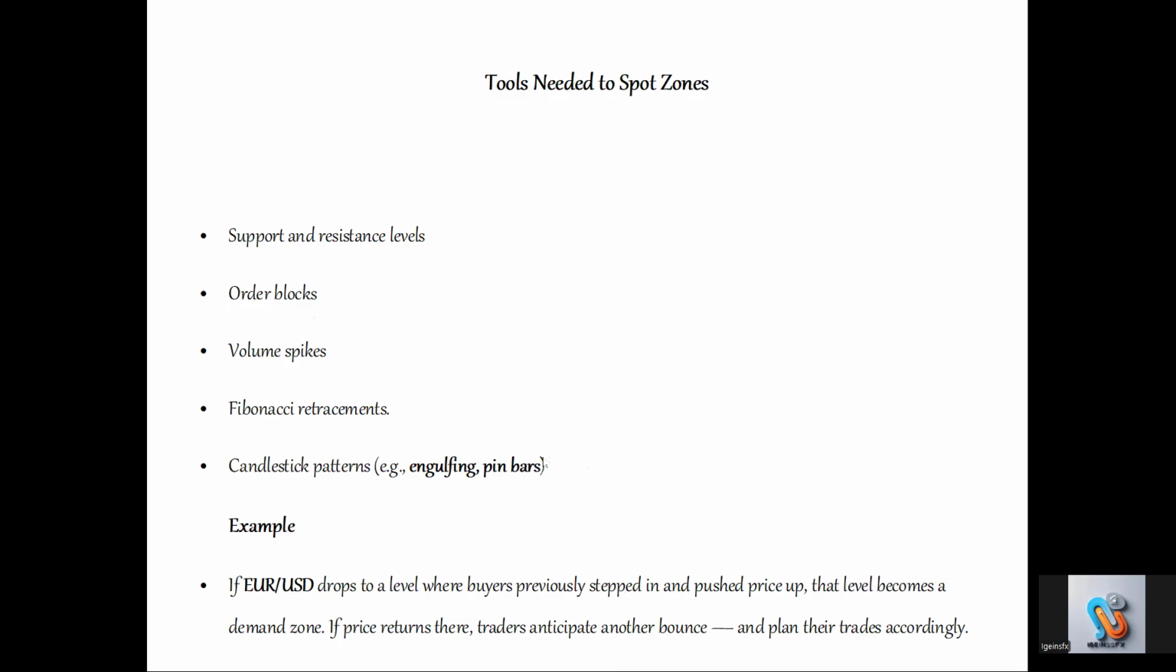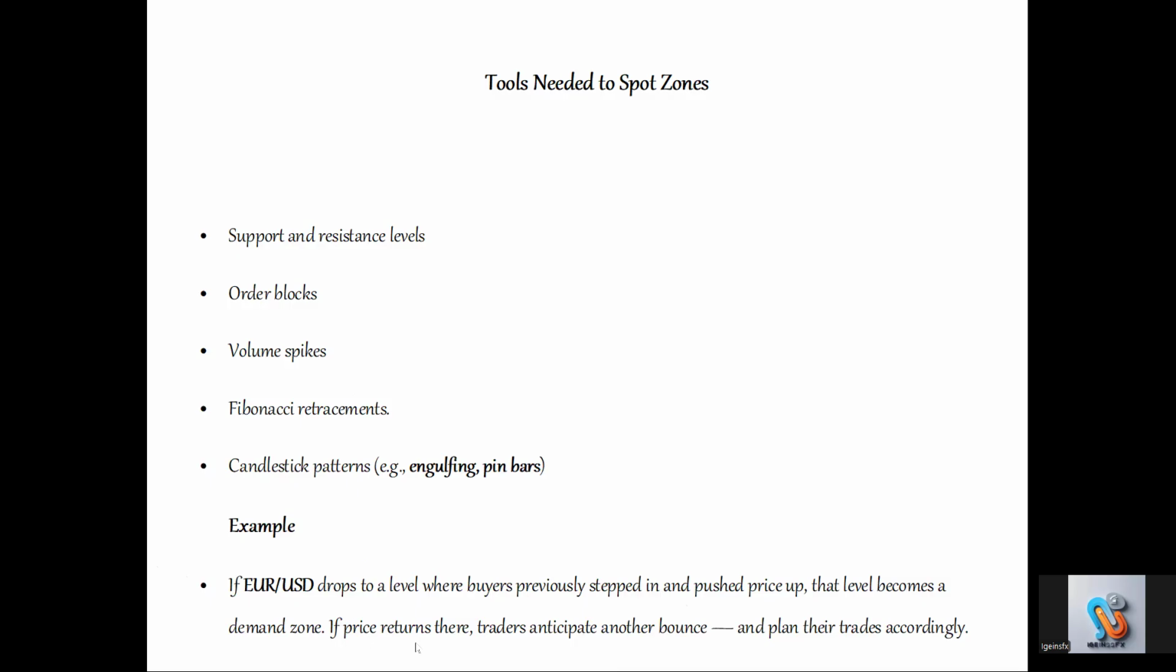It's a sign of selling pressure. So, for example, if Euro USD drops to a level where buyers previously stepped in and pushed price up, that level becomes a demand zone. All right? That level becomes a demand zone.